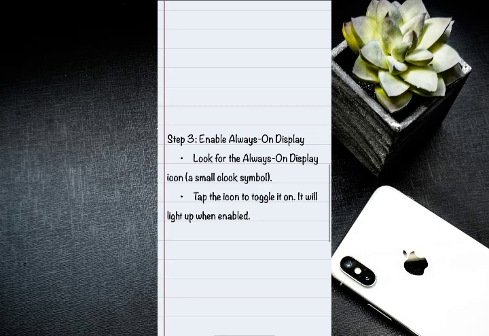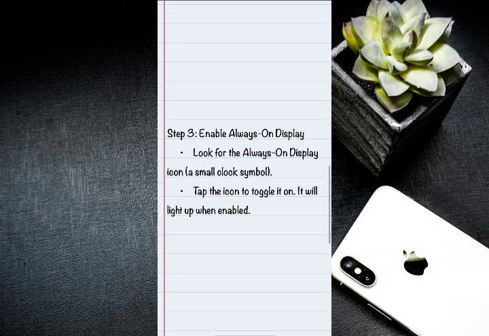Then on step 3, you have to enable always on display. So to do this, look for the always on display icon, which is a small clock symbol on the screen. Then tap on the icon to toggle it on, and it will light up when it's enabled.